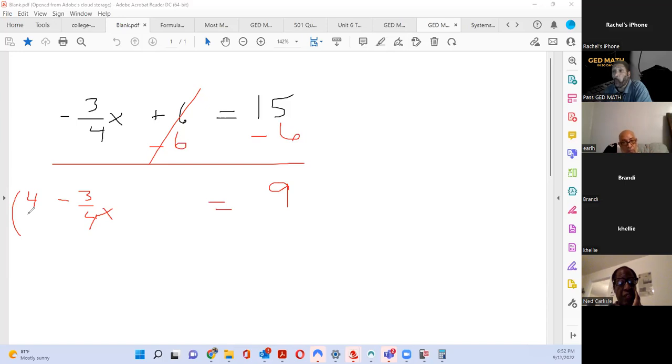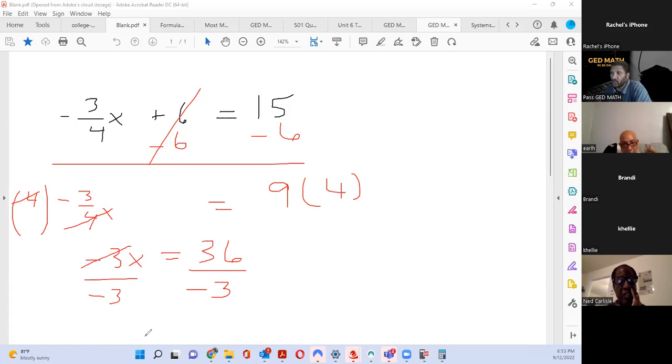That's it. Whatever you do on one side, you've got to do on the other side. So you're just multiplying by 4 first. Okay, let's see what we get. So the 4's cancel. We get minus 3X equal 36. What's my next step? Divide by negative 3.